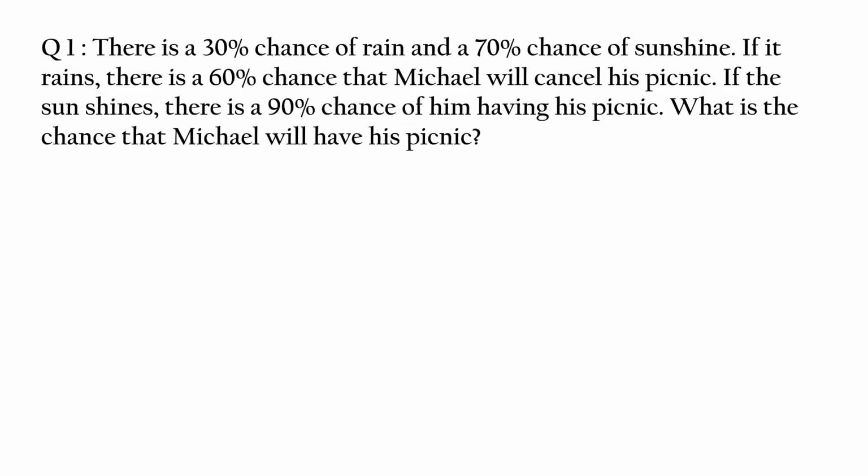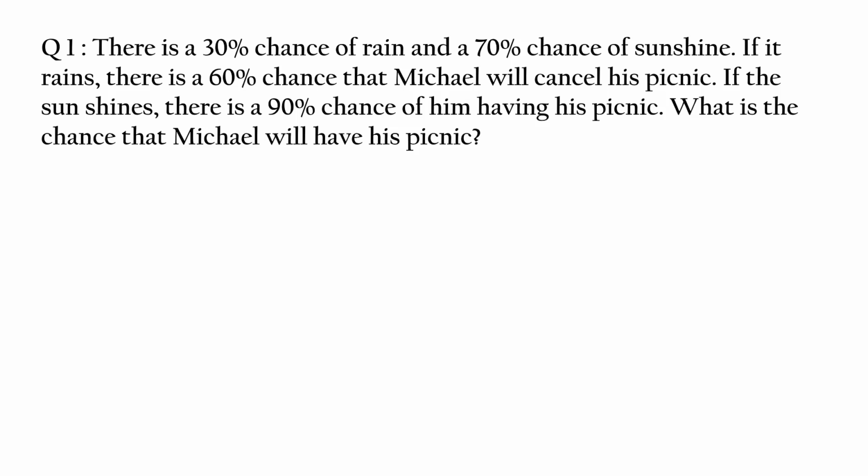So in the first question, there is a 30% chance of rain and a 70% chance of sunshine. If it rains, there is a 60% chance that Michael will cancel his picnic. If the sun shines, there is a 90% chance of him having his picnic. So what is the chance that Michael will have his picnic?